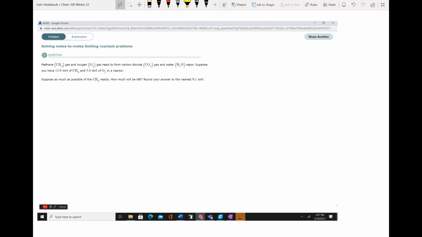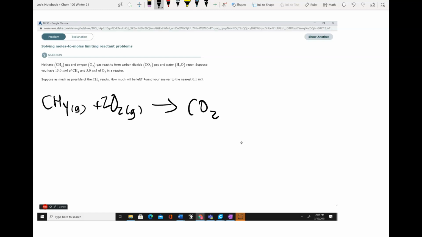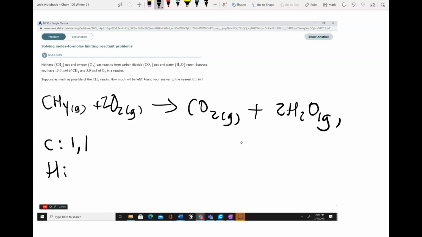Methane and oxygen react. CH4, it's a gas. O2, it's also a gas. Just going to cut to the chase here. There's the balanced equation, okay? I'm able to do this very quick because I've been doing it for a really long time. Just double checking everything. Looks good.